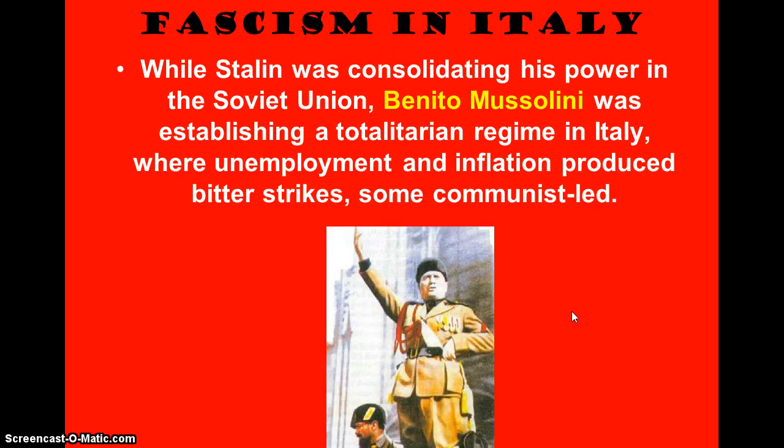Now, that was Russia. Now, I'm going to be talking about fascism in Italy. While Stalin was consolidating his power in the Soviet Union, Benito Mussolini, I think that's how it's pronounced, I'm not sure, was establishing a totalitarian regime in Italy, where unemployment and inflation produced bitter strikes, some led by communists. He established this regime because at the time he took power, the state was in such a bad state, with so much unemployment and inflation producing bitter strikes during that time.